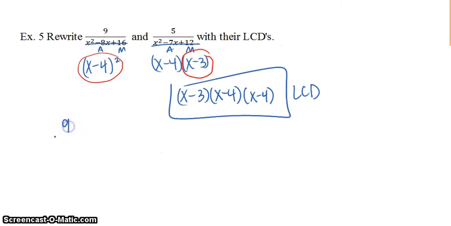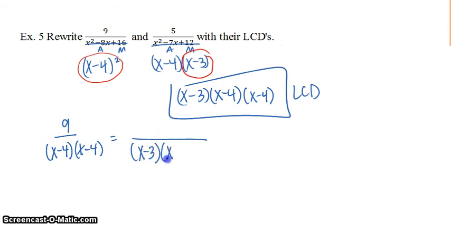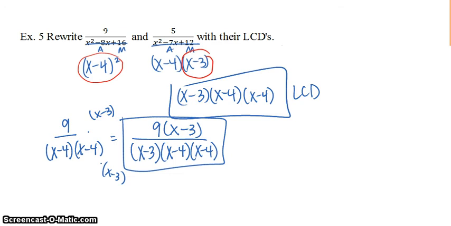Now I need to make sure I change both of my problems. So I need to change 9 over x minus 4 times x minus 4. I need it to have a denominator of x minus 3, x minus 4, x minus 4. So, in order to get from this denominator to this denominator, I need to multiply this side by an x minus 3 over an x minus 3, because that equals 1. So the 9 gets changed to 9 times x minus 3. So that's my new fraction for that one.